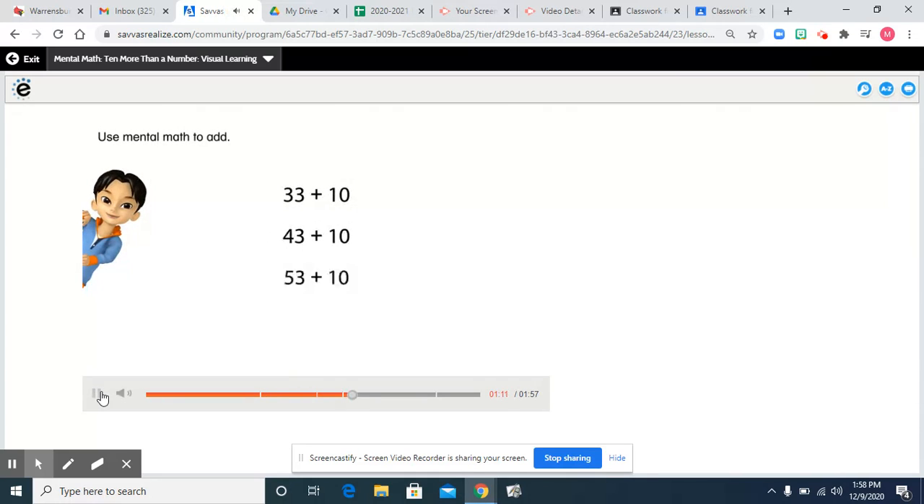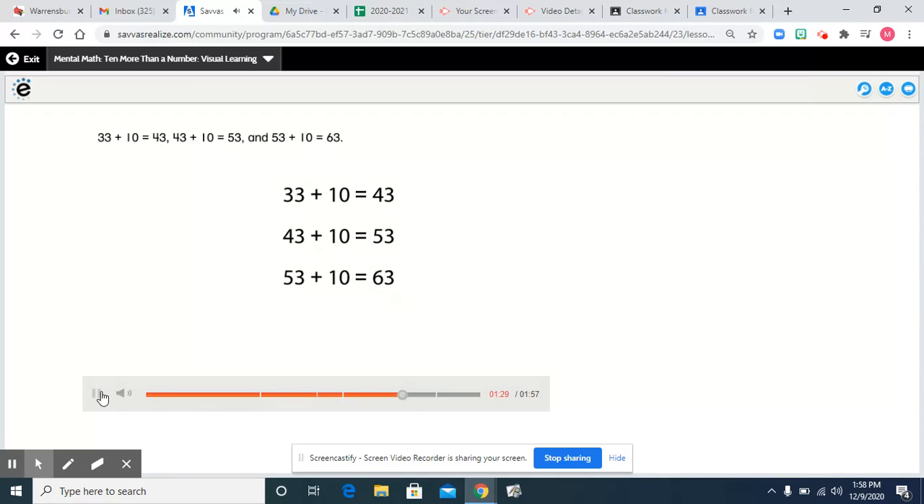Use mental math to add. Think about the numbers in the tens digits and the ones digits. 33 plus 10 equals 43. 43 plus 10 equals 53. And 53 plus 10 equals 63.